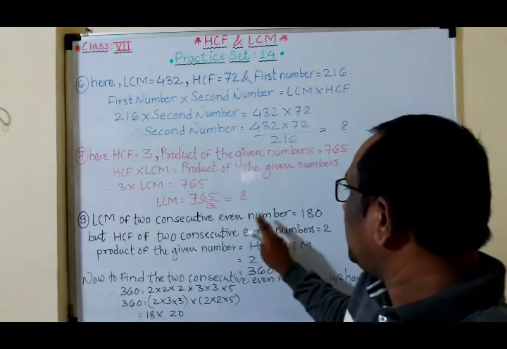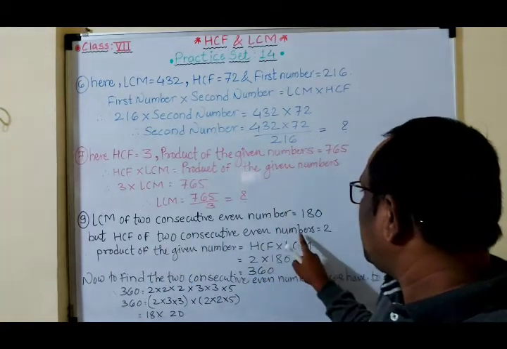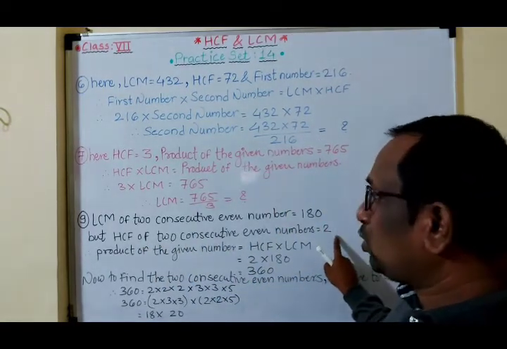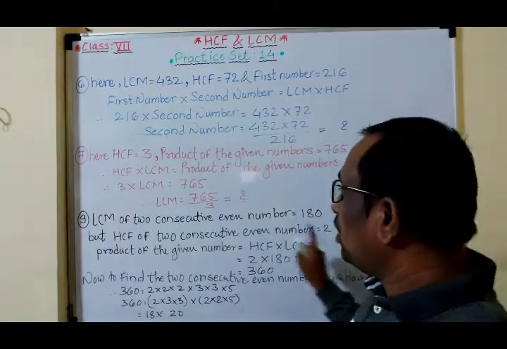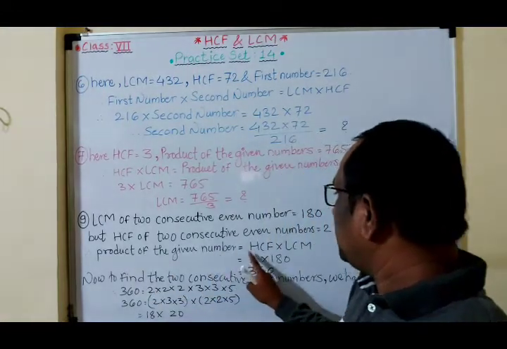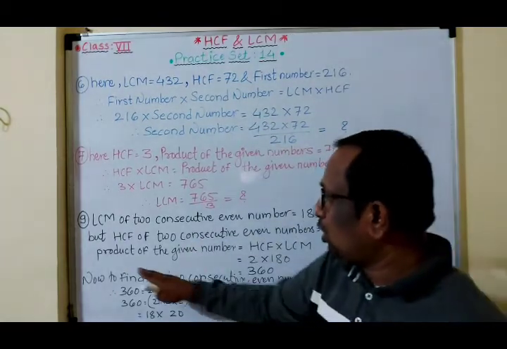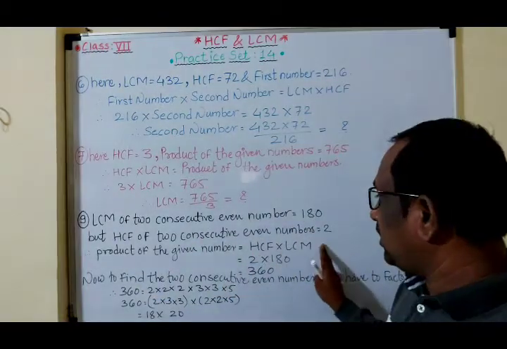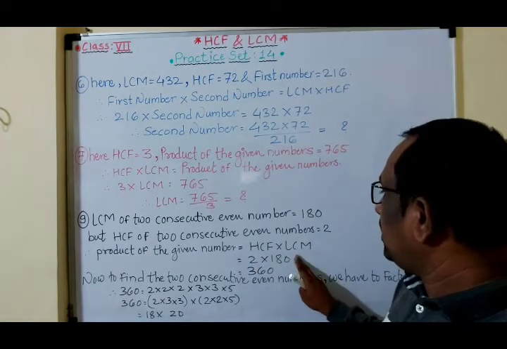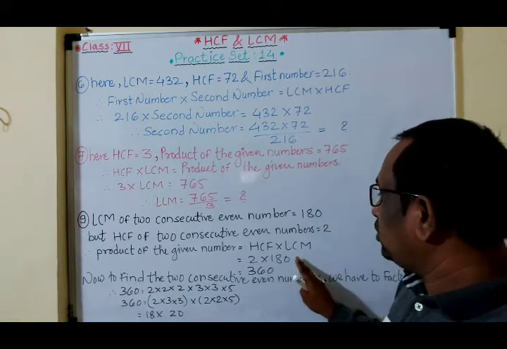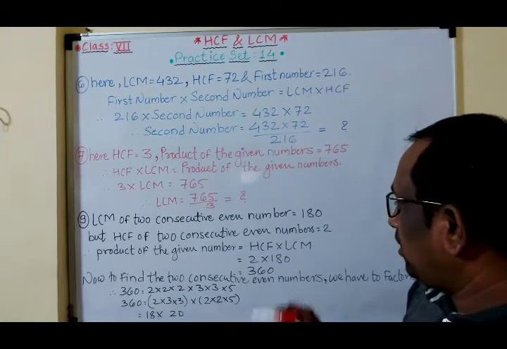The LCM of the two consecutive even numbers is given as 180, but the HCF of two consecutive even numbers is 2, because consecutive even numbers start from 2. Therefore, the product of the given numbers is equal to HCF multiplied by LCM. Same formula we used in the previous example also. So HCF is 2 multiplied by the LCM 180. 18 2s are 36 and this 0, so we got 360 here.